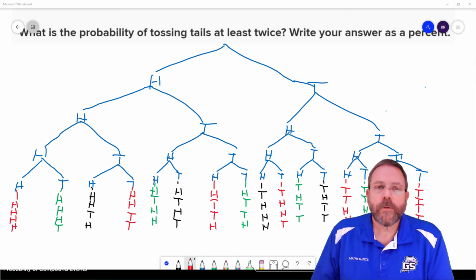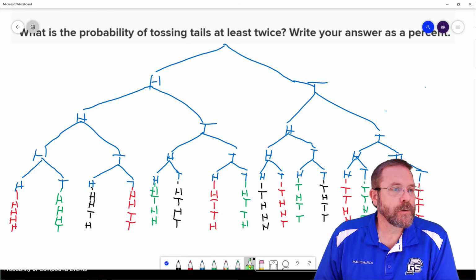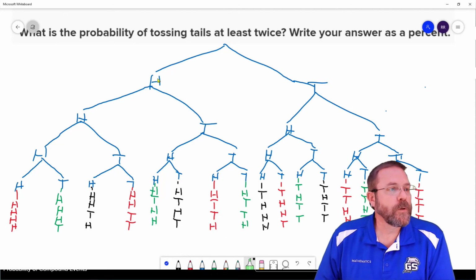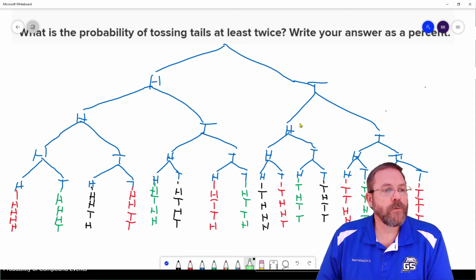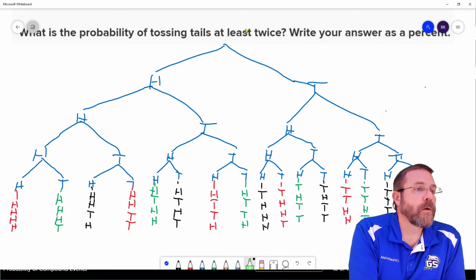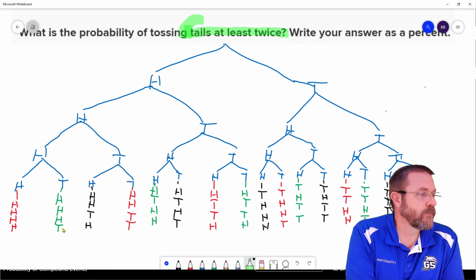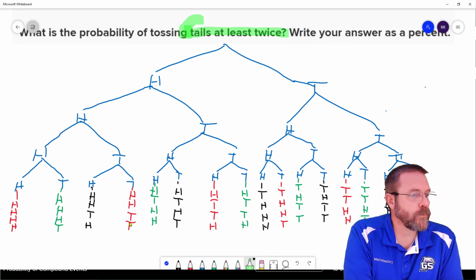All right, folks, I was really nice to you, and I did not make you sit down and watch me write that entire tree diagram out. But you can see my first coin's a heads or tails, my second coin's a heads or tails, my third coin's a heads or tails, and my fourth coin's a heads or tails. And the question wants to know the probability of getting a tails at least twice. So let's find them. This one here is the first time we see it.